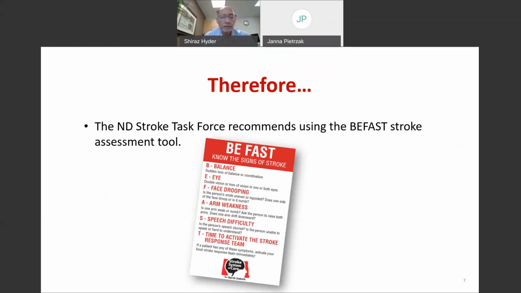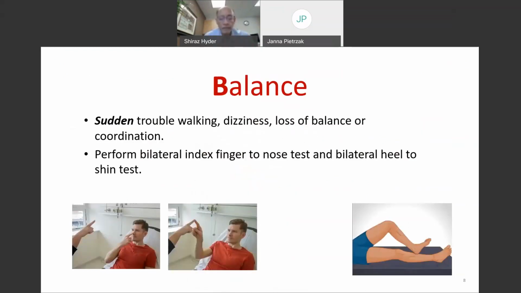And our North Dakota Stroke Task Force highly recommends that BFAST stroke assessment tool be used. And that's what this program today is going to help you walk through, all the acronyms and how to do the screen. So let's take B for balance.